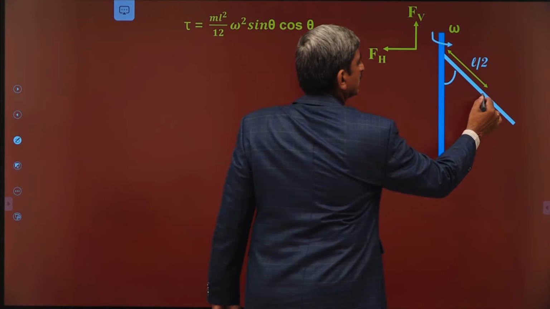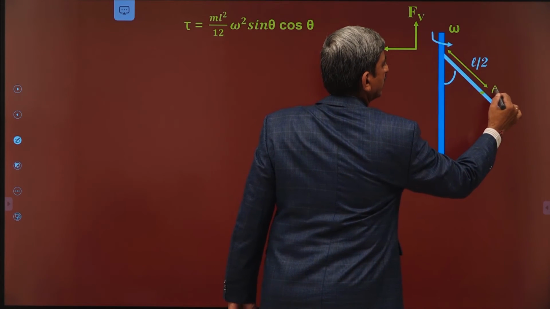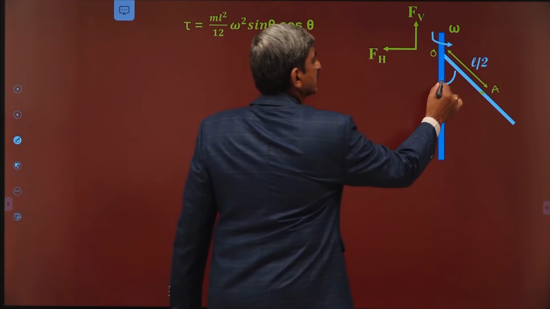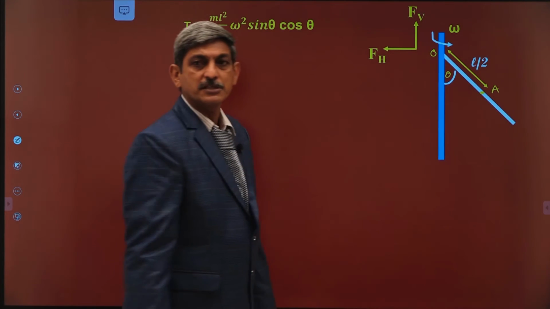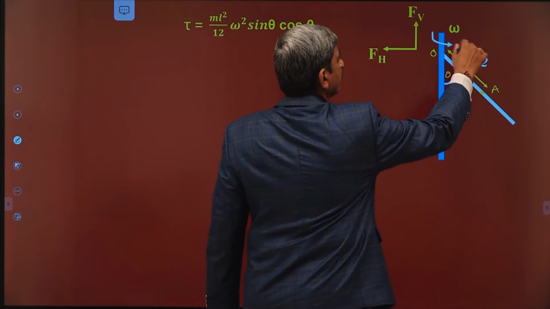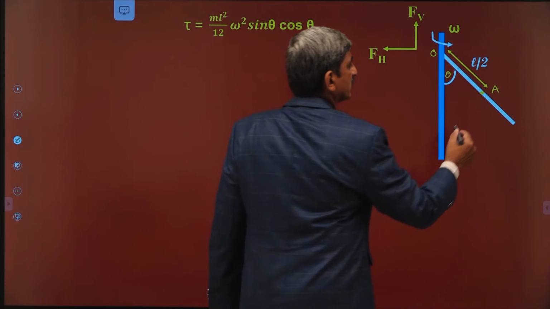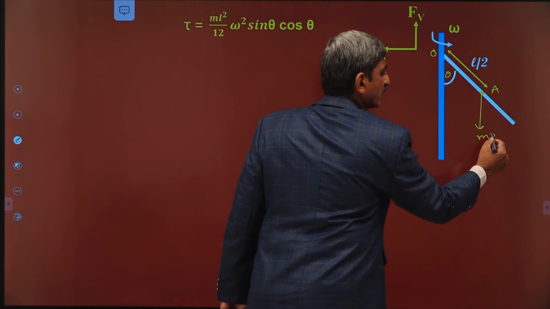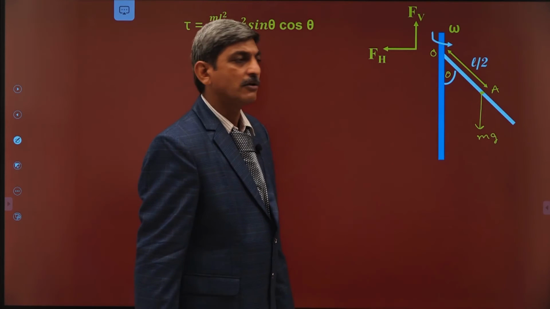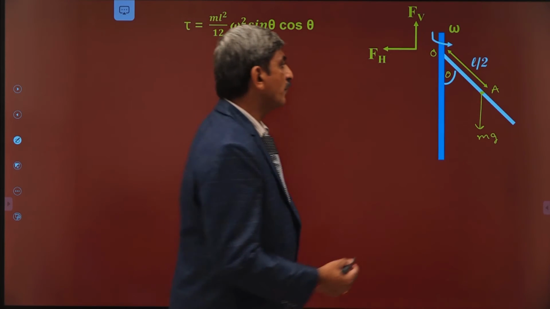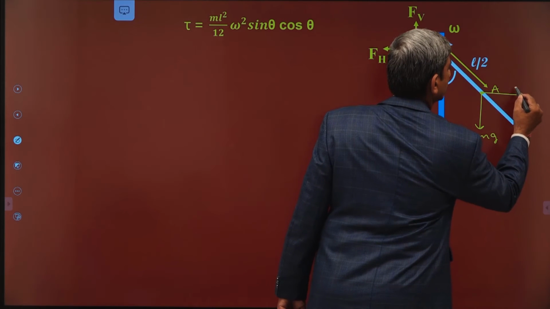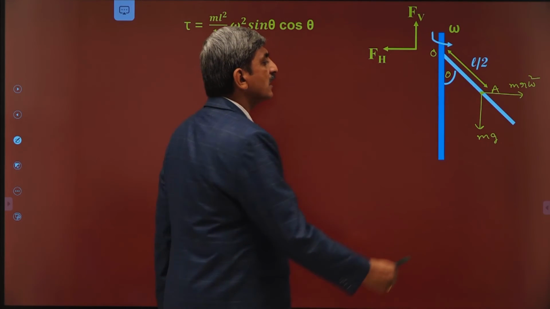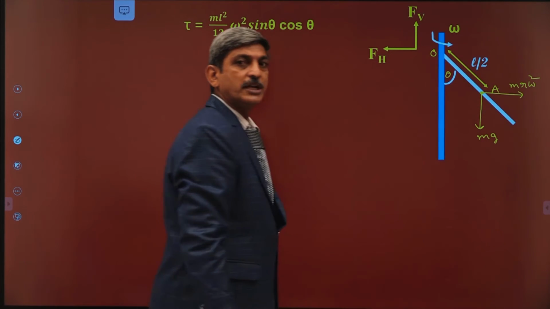Here, let us assume the center of mass of the rod at point A. Let O be the point at which the rod is attached to the shaft. Theta is the angle made by the rod with the shaft. Now, it is rotating with the angular velocity omega. Because of that, forces are acting on the rod. The first one is the vertical force, which is nothing but the gravitational force mg acting downwards. The second one is the horizontal force, which is nothing but the centrifugal force acting away from the center, that is equal to mr omega square. Okay? Now we have to calculate the torque due to the weight and also the torque due to the centrifugal force.